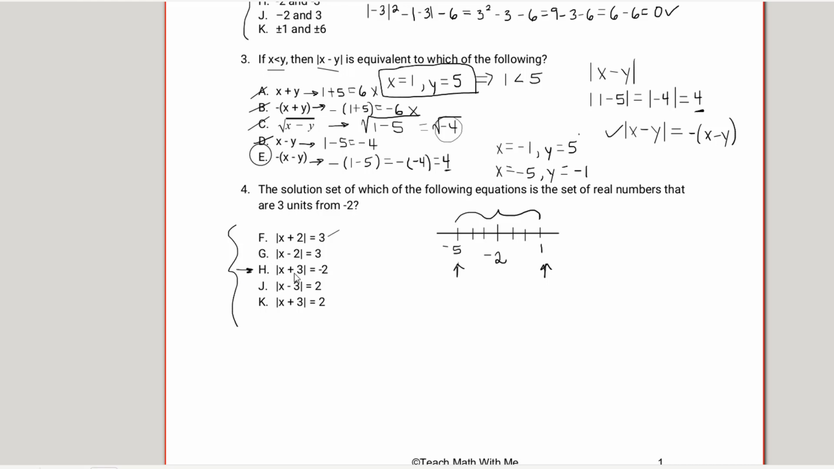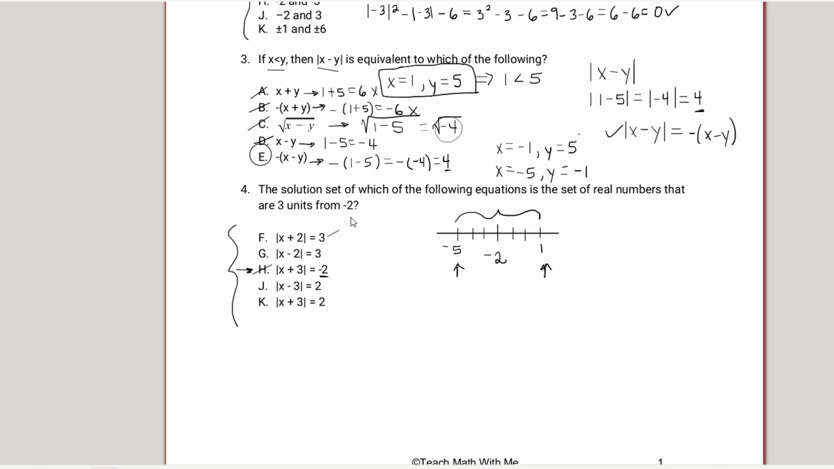It says when we take the absolute value of this expression, we're going to get a negative number. Does that ever happen? No. Whenever you take the absolute value of a number or expression, it's always going to be positive, so we can eliminate H. That's just something to observe.